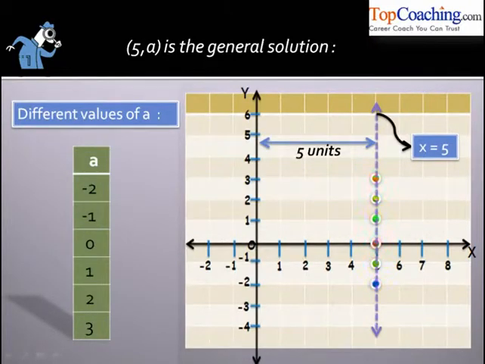Similarly, we can have a line parallel to the y-axis on the left hand side, but this time the equation would be x equal to minus 5, because now the x coordinate of each and every point lying on this line would be equal to minus 5. So this represents a line parallel to the y-axis and at a distance of 5 units from it.